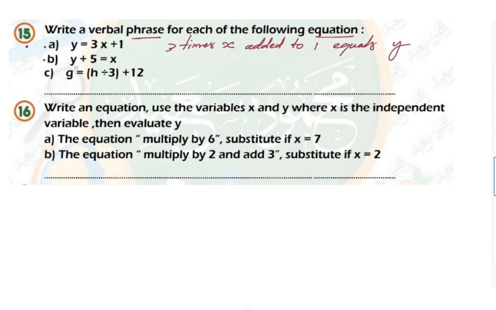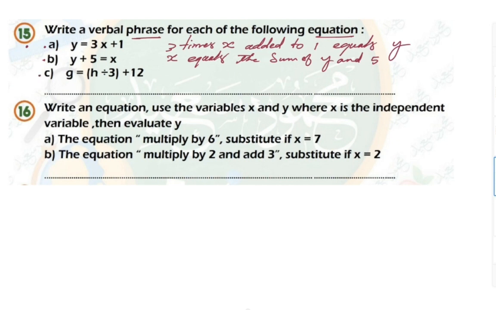Point B, y plus 5 equals x. That means I can write x equals the sum of y and 5. x equals the summation, or the sum, between y and 5. y plus 5 equals x.